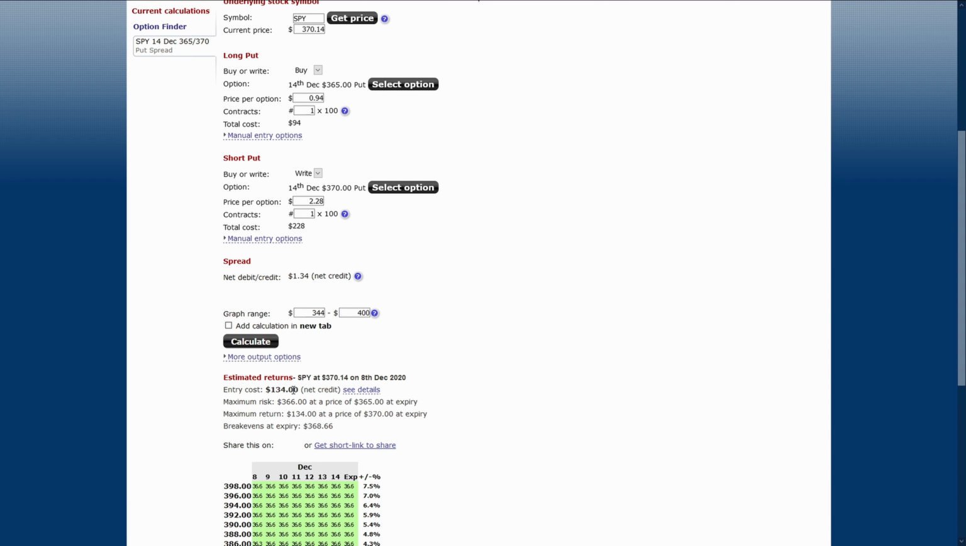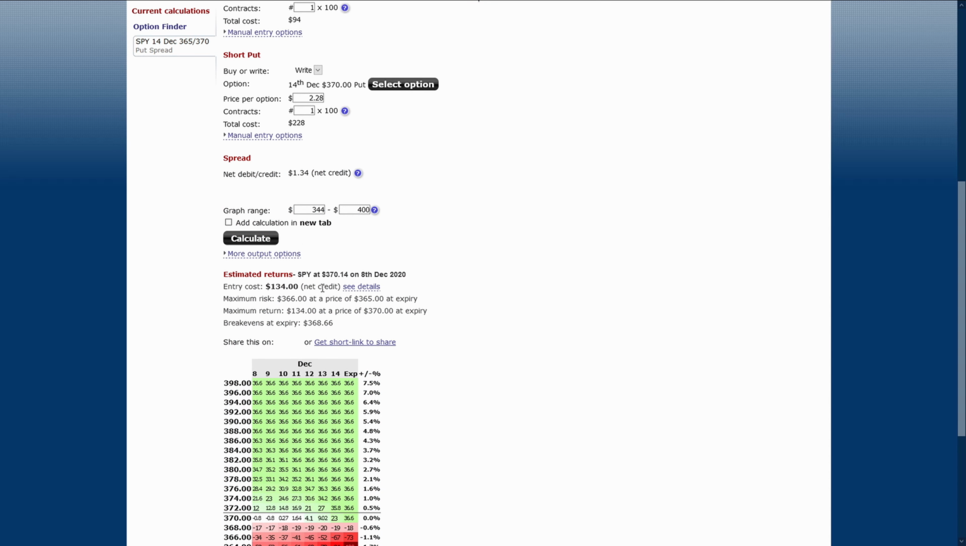In fact, it would make a lot more sense to simply sell and buy 2 of these. If we did 2 of these contracts at the same time, our profit would double and our maximum risk would also double. But 366 times 2 is still a lot smaller than $800 plus. And $134 times 2 is much larger than $187.